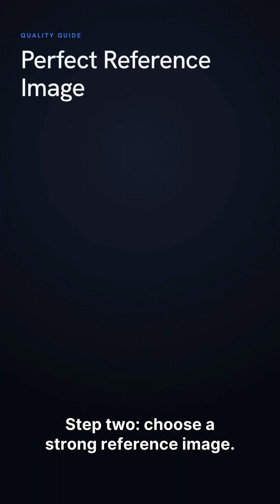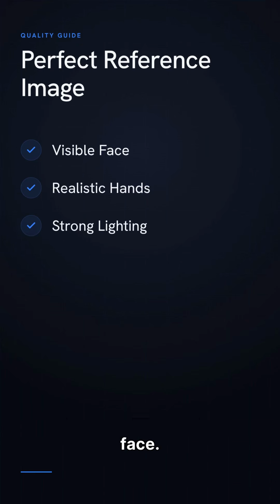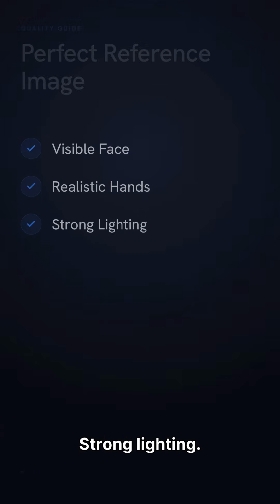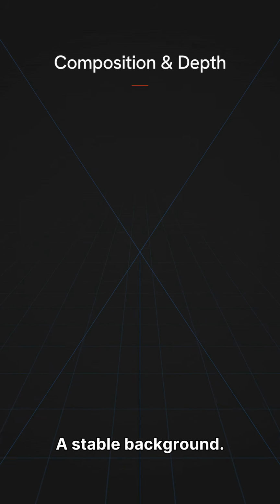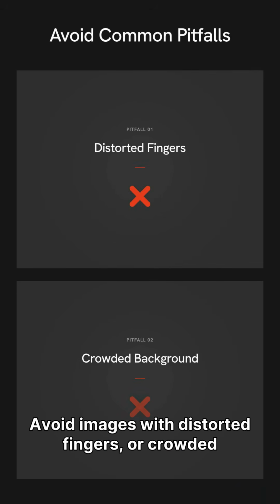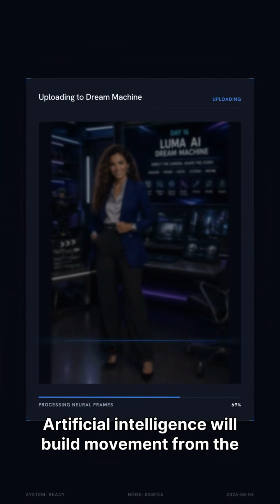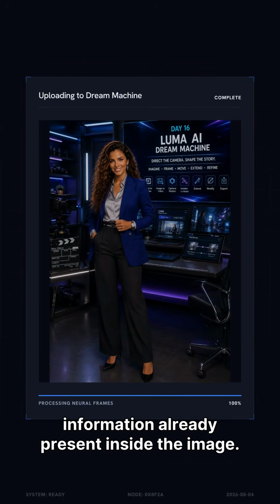Step 2. Choose a strong reference image. Use one clear subject with a visible face, realistic hands, strong lighting, a clean composition, enough depth for camera movement, a stable background, and no obvious visual errors. Avoid images with distorted fingers or crowded compositions. Step 3. Open Dream Machine and select an image-to-video workflow. Upload the reference image. Review it carefully before generating. Artificial intelligence will build movement from the information already present inside the image.